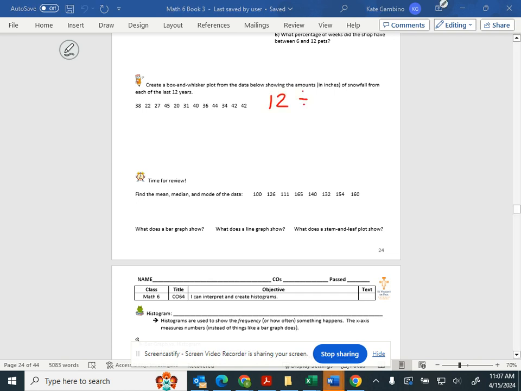I had 12. 4 is that magic number. I know 3 of those numbers are going to be in each section. So if I put my numbers in order, let's pretend these are in order. They're not, but your first step, Marina, is to put your numbers in order. The first 3 numbers are going to be that whisker out there. My next 3 numbers are going to be that first part of the box. And then my next 3 numbers are going to be that last part. And then I have that last whisker. So I know 3 numbers per section.